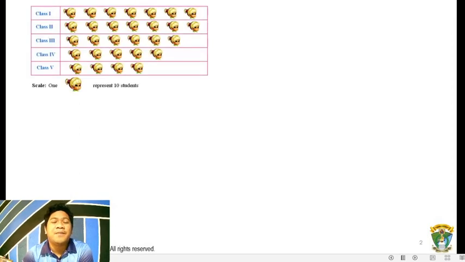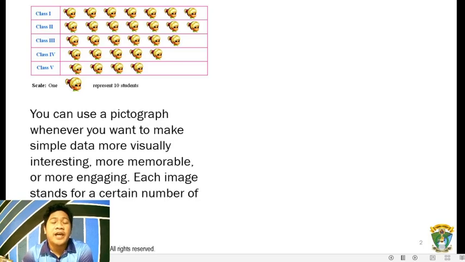And this is an example of what we call a pictograph, or for others, they are calling it a pictogram. So you can use pictograph whenever you want to make simple data more visually interesting, more memorable, or more engaging. Now, each image stands for a certain number of things.